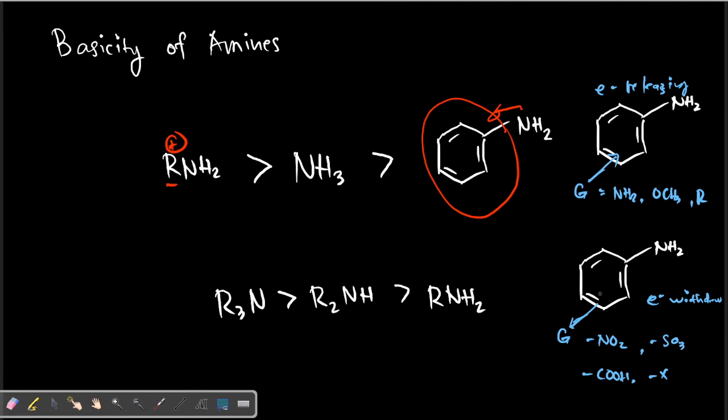dahil wini-withdraw niya yung electron mula dun sa benzene ring natin, nagiging destabilize yung ating cation dito sa loob. Kaya ang nangyayari, bumababa yung basicity ng ating compound dyan. At dito naman, dahil meron tayong electron releasing, mas nagiging cation yung benzene ring natin, mas tumataas naman yung kanyang basicity. Okay? So that is the basicity of our amines, mapa-aliphatic amines man siya or aromatic amines.